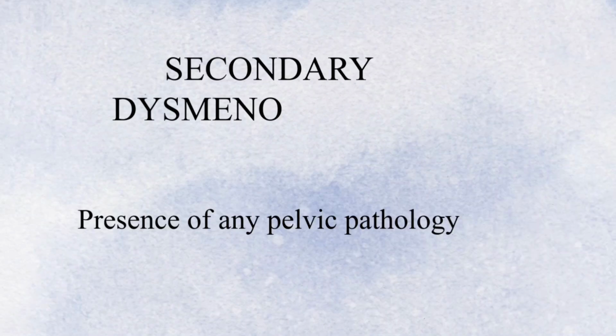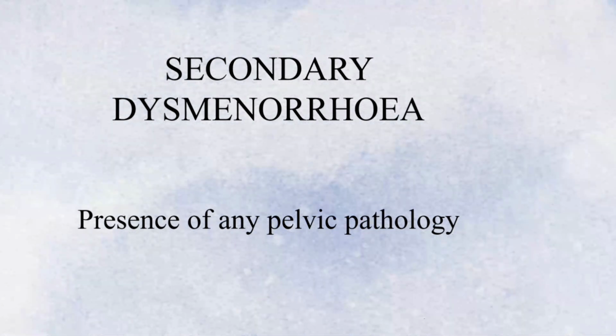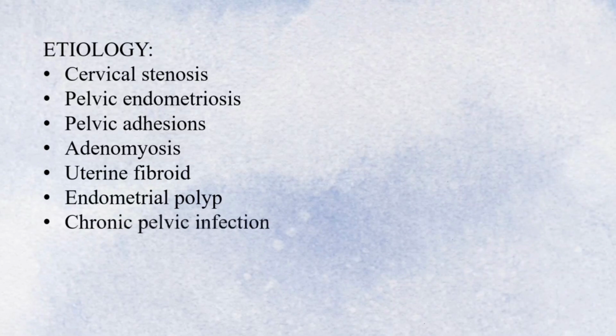The secondary dysmenorrhea is where there is presence of some pelvic pathology. Etiology: cervical stenosis, pelvic endometriosis, pelvic adhesions, adenomyosis, uterine fibroid, endometrial polyp, and chronic pelvic infection.